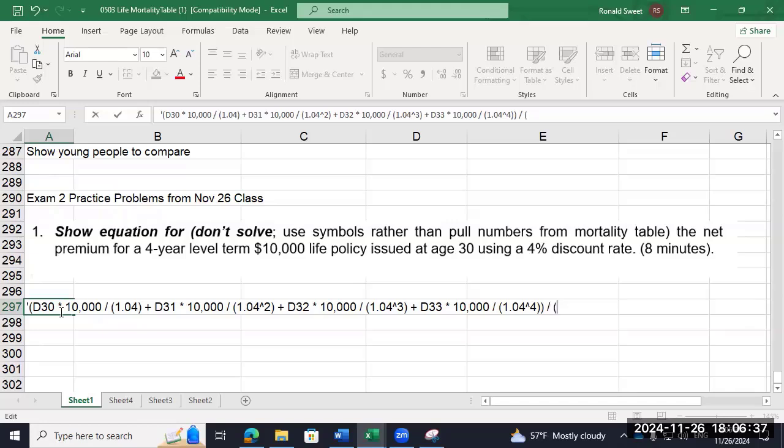The denominator is the same, except it's going to be L's. So L30 plus L31 divided by 1.04 plus L32 divided by 1.04 to the second plus L33 divided by 1.04 to the third. Remember, when you're doing L's, the power will always be one less than the D's. D's always happen at the end of the year. L's always happen at the beginning of the year. So you'll always be off by one. So that's what you should write on the exam.